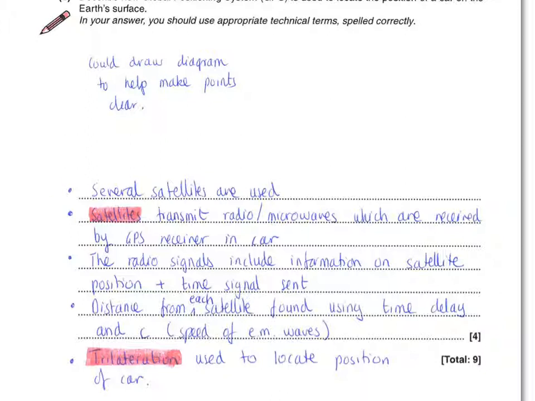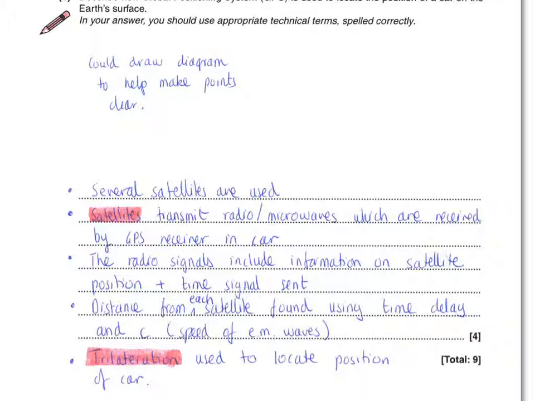So several satellites are used, one on its own wouldn't be enough. Each satellite transmits a radio or microwave signal, and these are received by the GPS system in the car. The signals from the satellites include information on the satellite's position and the time at which the signal was sent. Using this information, it is possible to calculate the distance of the car from each satellite.